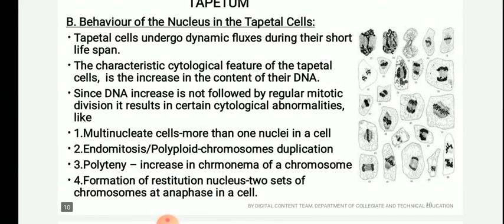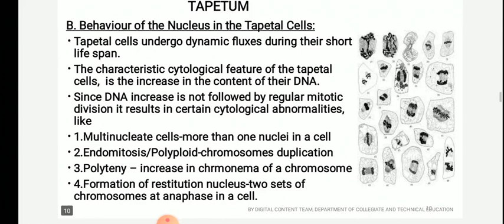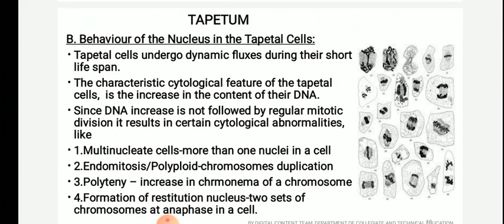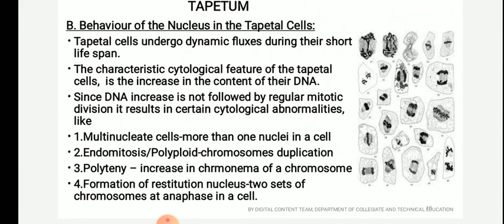Now let us go to the behavior of the nucleus in the tapetal cells. So as far as now we have learned about the fourth anther wall layer, tapetum. It is physiologically very important. It is a single layer. It completely encircles the sporogenous tissue. It has a dense cytoplasm and prominent nuclei, and it is rich in all the cell organelles. And the behavior of the nucleus in tapetal cells is very unique.